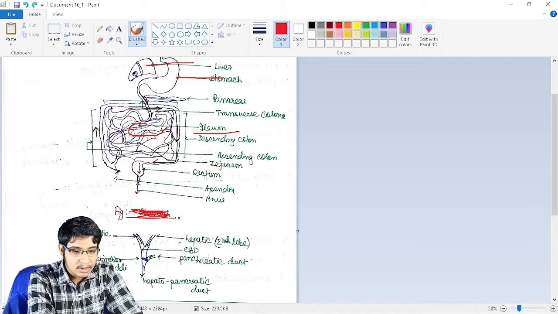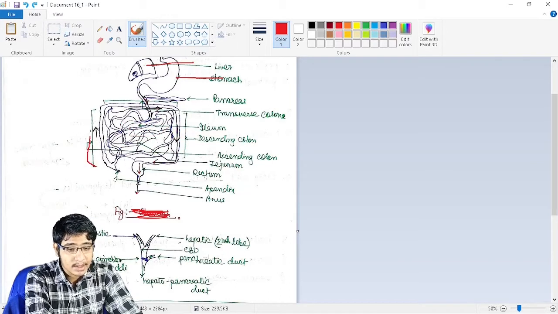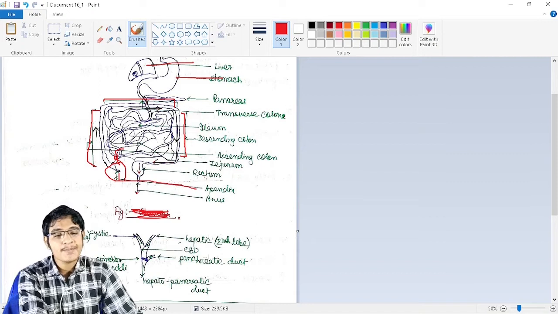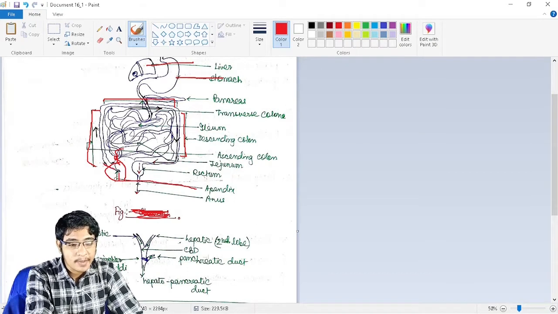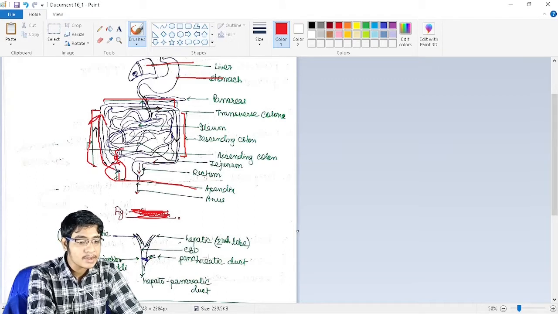The parts of the large intestine are the ascending colon, the transverse colon, and the descending colon. I told you why they are named so. From here the food is coming from the small intestine, and here is the appendix, which is a vestigial organ of our human body, and from there the food particles are going upwards. As it is going upwards, it is known as ascending colon.